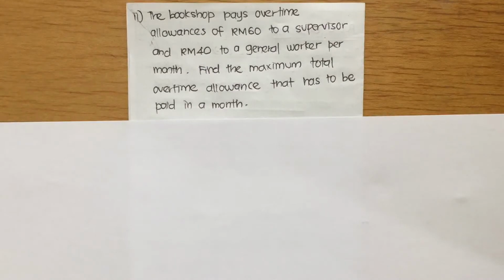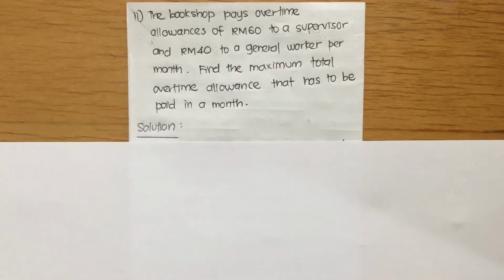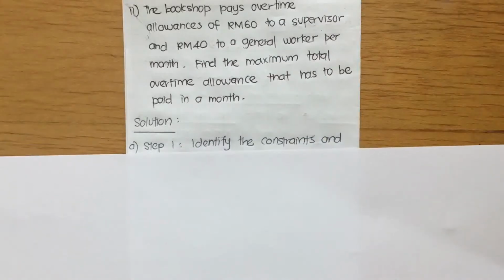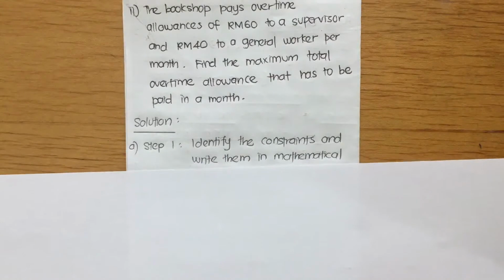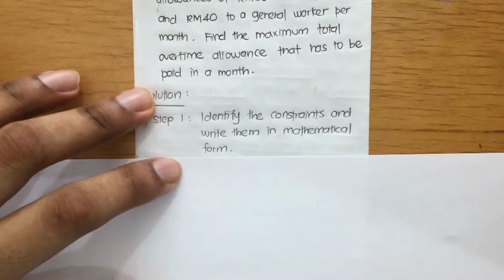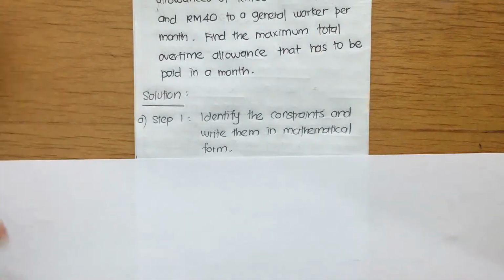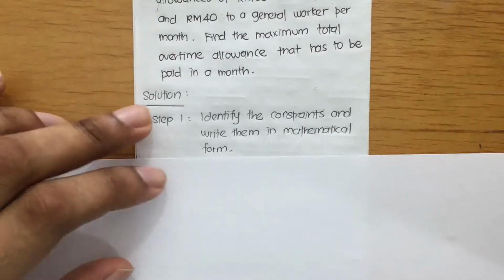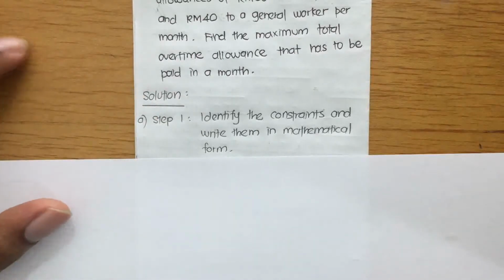Okay, without further delay, let us start to discuss the solution of question part A. Let us begin. Whenever you come across any linear programming question, the first step you need to do is identify the constraints and write them in mathematical form. Since the question is given in story form, you need to go through the question and underline the key points, guys. I've already done it for you. Let me go through the constraints one by one.